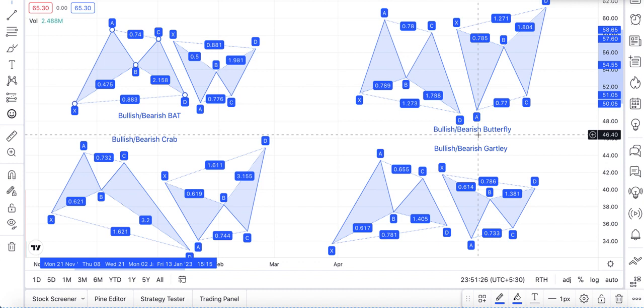And these are potential reversal zones, which means that a temporary support or resistance zone has been created, which might get honored or which might not get honored based on how other things are.